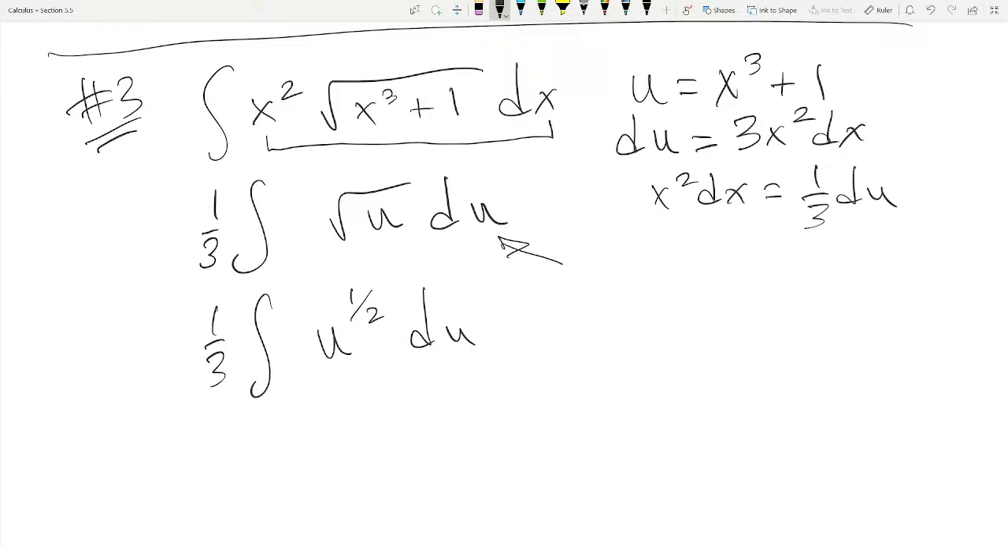This is Robert. This is Bob. Same guy, different name, different symbolism. Okay, well, how do I do u to some power? I'm a world expert at that. All I do is add 1.